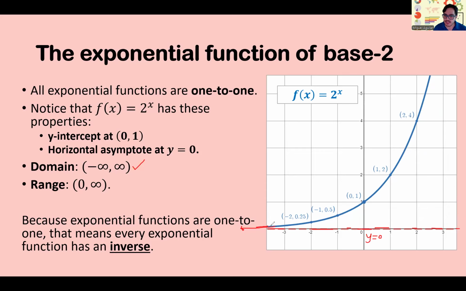And the graph starts at that horizontal asymptote and then continues to climb up all the way as it approaches positive infinity. So we're going to say that this graph goes from 0 to positive infinity. And so that's our range.